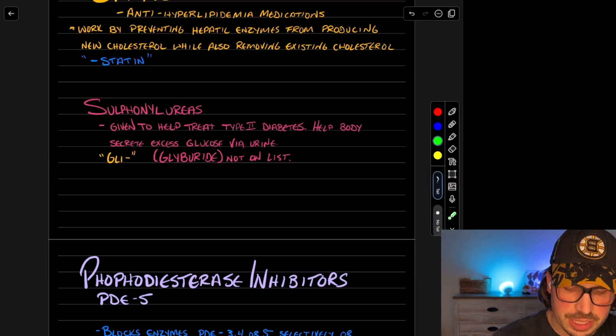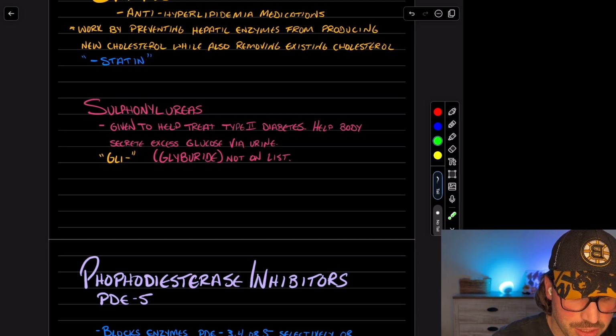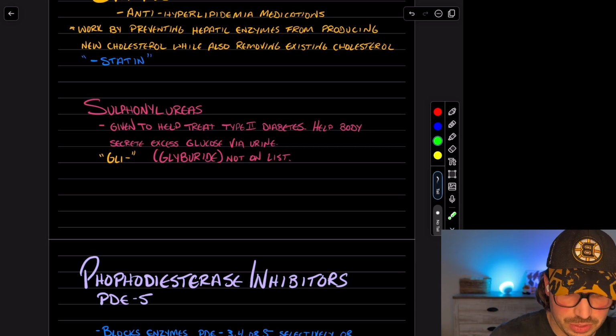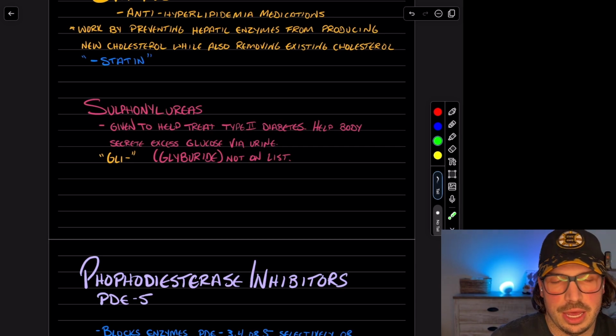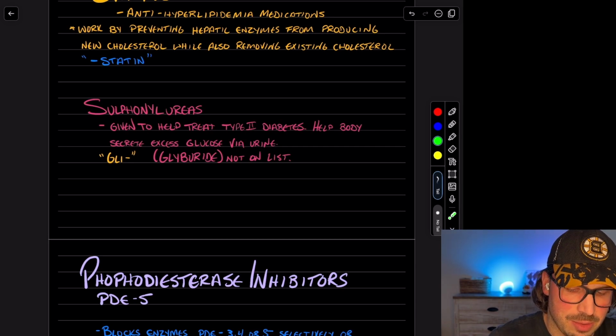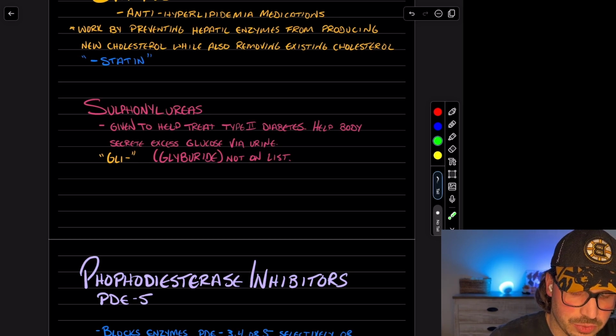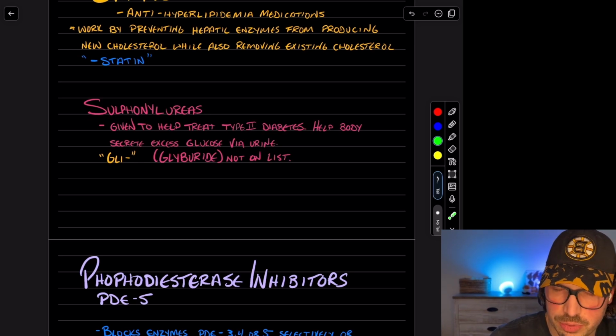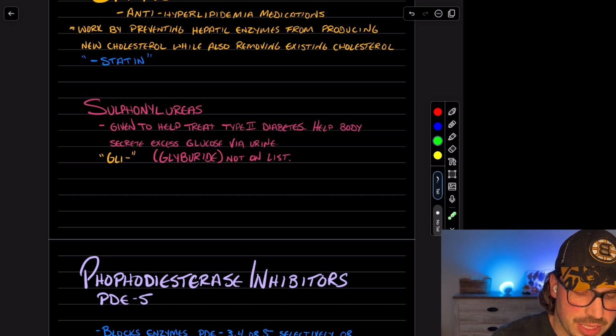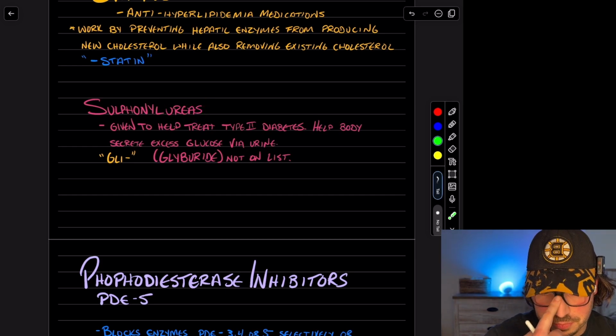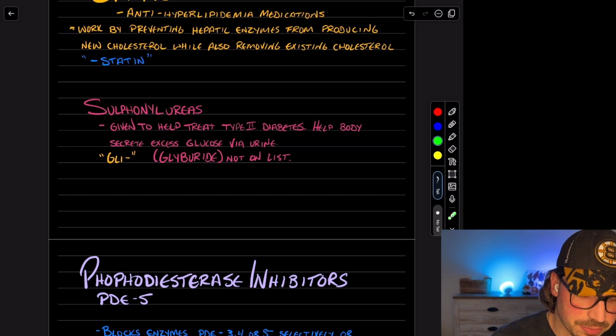So the next group is sulfonylureas. Oh man, I can never pronounce this one. Sulfonylureas. We'll give it that. And when you look at this word, there's obviously the word sulf, which probably doesn't mean anything, but at the end you're going to see the word urea, and that should make your brain think maybe it's something to do with urine. And that's what this medication is doing.